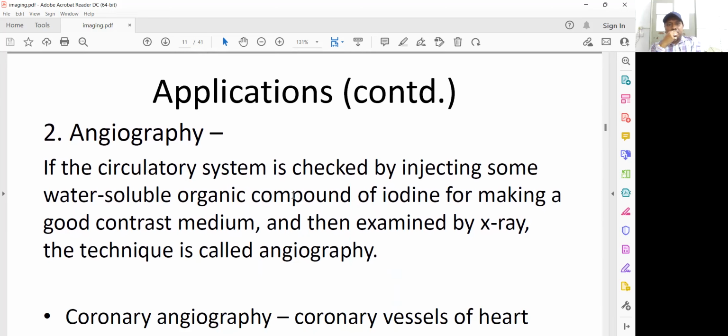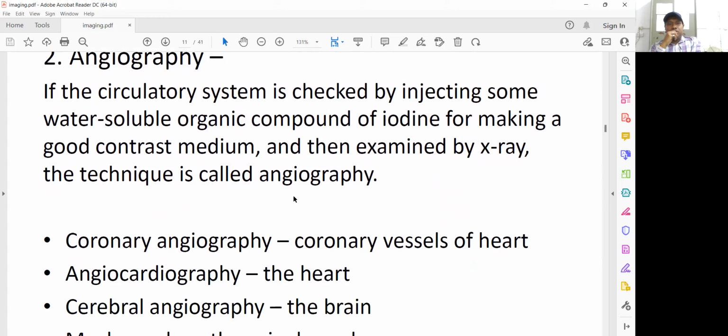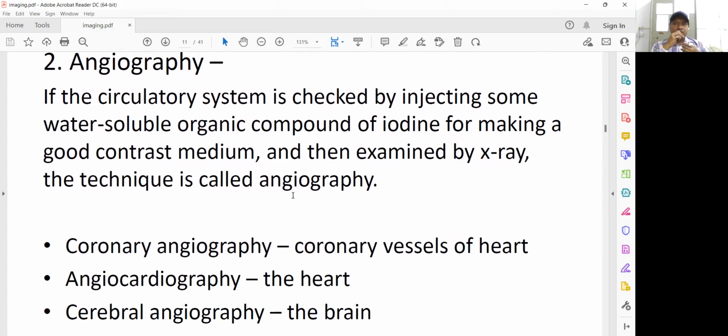Now the second application is angiography. Okay, so if the circulatory system is checked by injecting some water soluble organic compound of iodine for making a good contrast medium and then examined by X-ray, this technique is called angiogram.